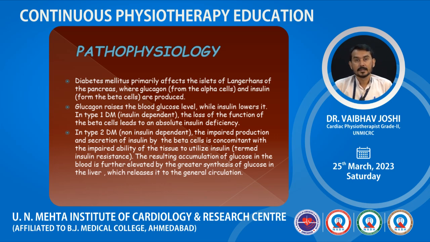In type 1 diabetes, insulin dependent actually, the loss of the function of the beta cells leads to an absolute insulin deficiency. In type 2 diabetes mellitus, non-insulin dependent, the impaired production and secretion of insulin by the beta cell is concomitant with the impaired ability of the tissue to utilize insulin, termed as insulin resistance. The resulting accumulation of glucose in the blood is further elevated by the greater synthesis of glucose in the liver, which releases it to the general circulation. In type 2 diabetes, both secretion of insulin and utilization of insulin are impaired. This is known as diabetes mellitus, non-insulin dependent.